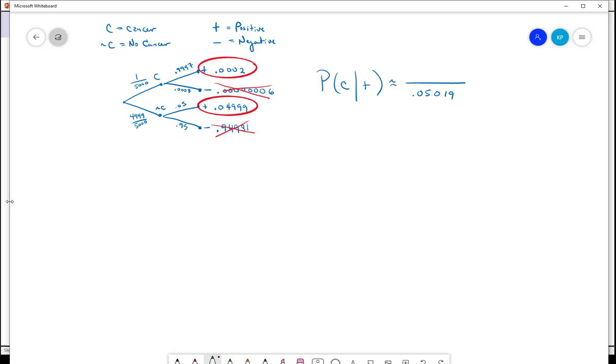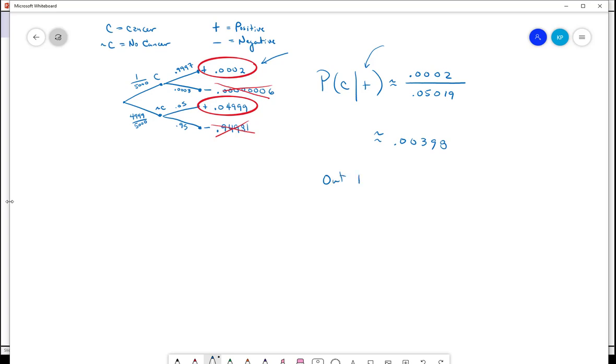And then what we want are those who actually have cancer. So those who actually have cancer is this right here. So that's going to be 0.0002. So if you test positive for this cancer, what's the probability that you're going to actually have cancer? So we're going to take that 0.0002 and divide it by 0.05019. And what we get is approximately 0.00398, okay?